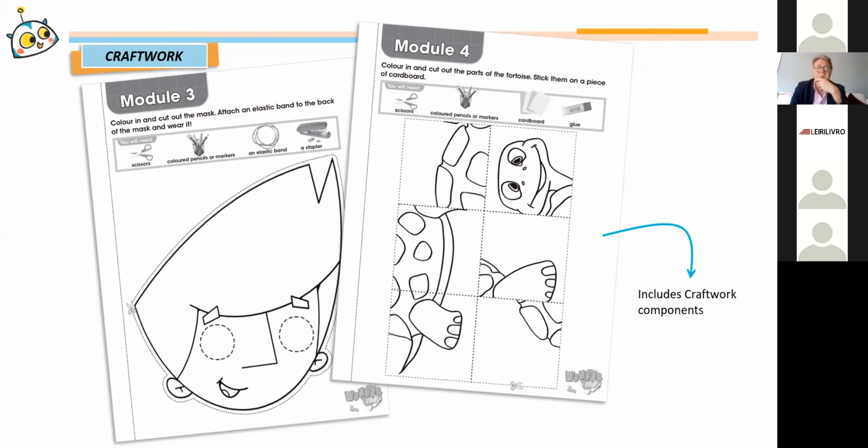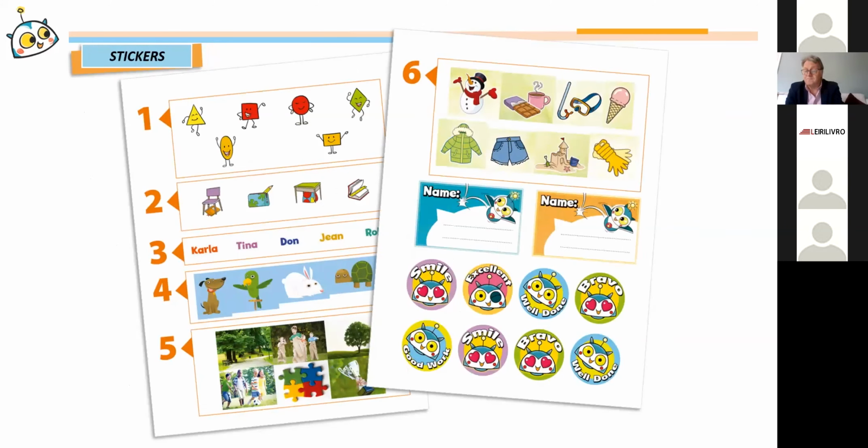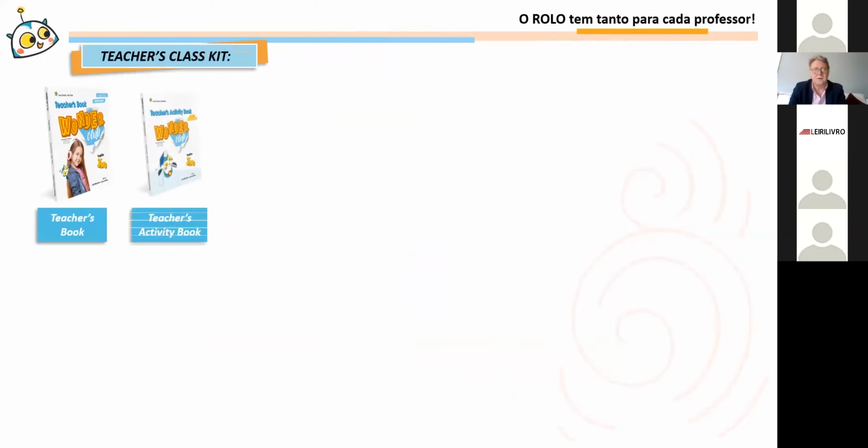There's lots of craft work opportunities, and the craft work is always supported by things that the children cut out, stick together, follow the instructions, make and colour. So you basically have these basic stencils or basic craft jigsaws that you cut out and put together to make the craft image. There are stickers, which you can use in all sorts of ways. And then there are the particular reward stickers as well that we'll be looking at later when we come to assessment.